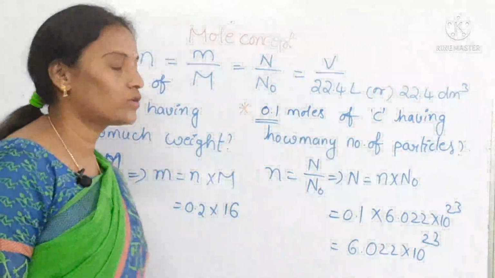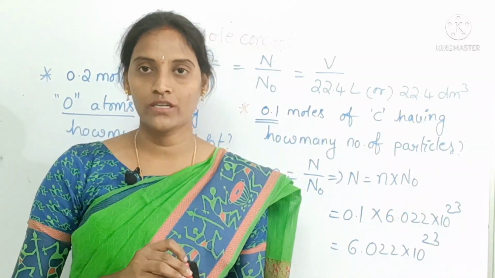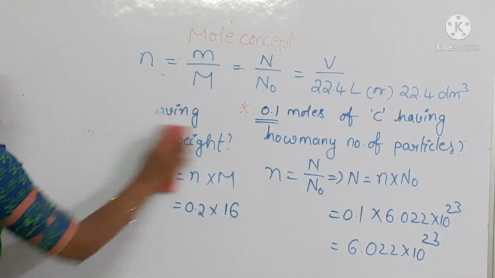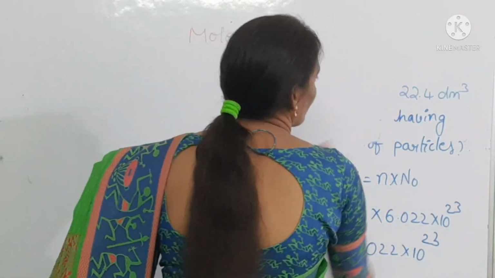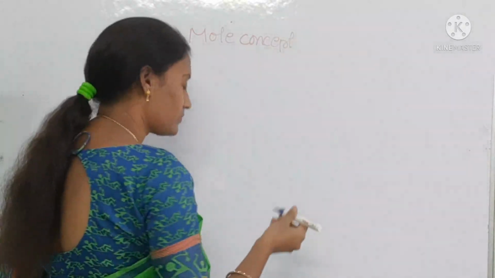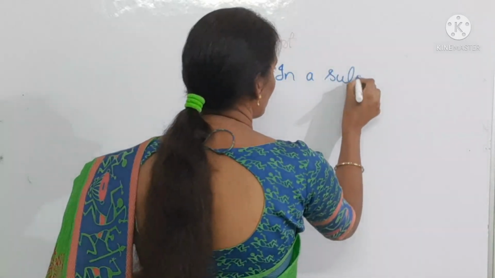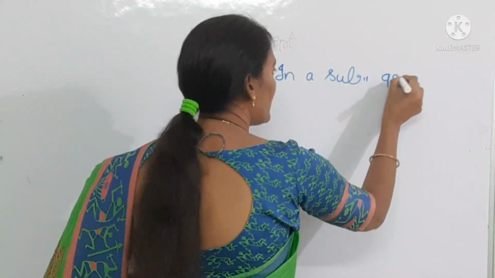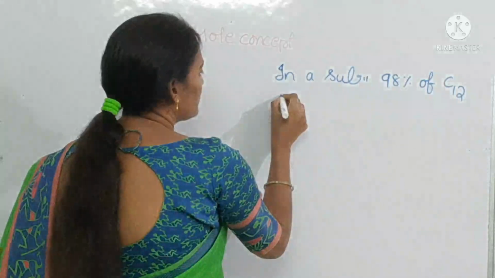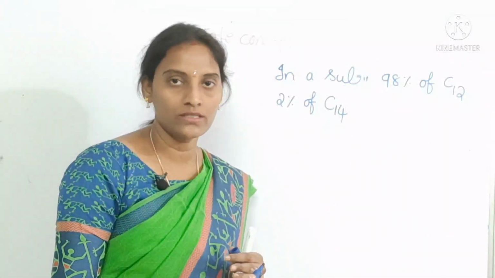And one more thing I just want to tell: a question was mentioned in the comment box on my previous lecture, that is the atomic mass unit. I just want to explain that question. See, in a substance, 98% of C12 and 2% of C14 isotopes are there, students.